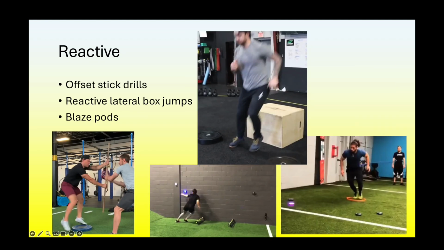You can also do drills where they're holding onto a stick. Say they're jumping up and down from the plate, and you can offset them with the stick. You can do reactive lateral box jumps. So when they jump down, you say right or left, and they have to react and jump to the right or jump to the left. And I know we don't have any Blazepods, but they're also good where you have to react to the color, jump certain ways.